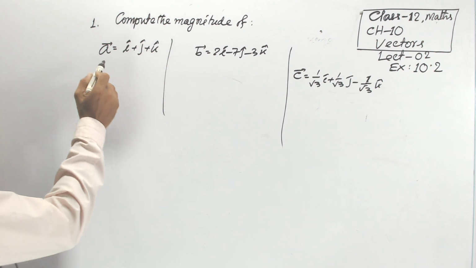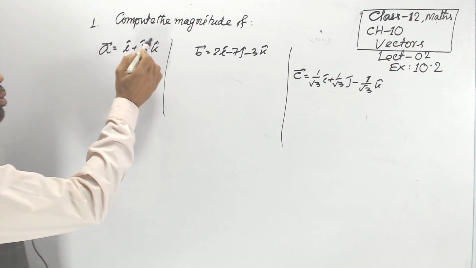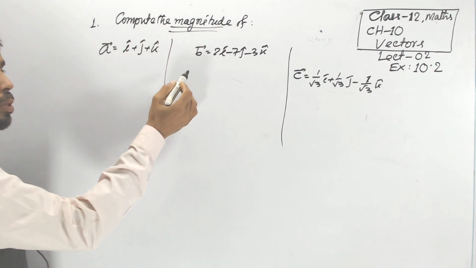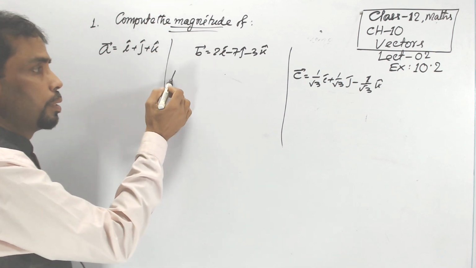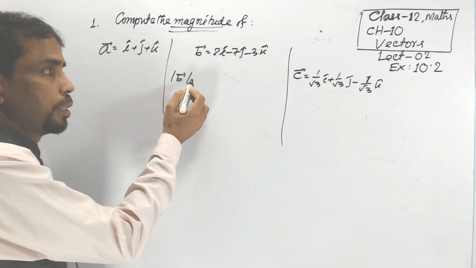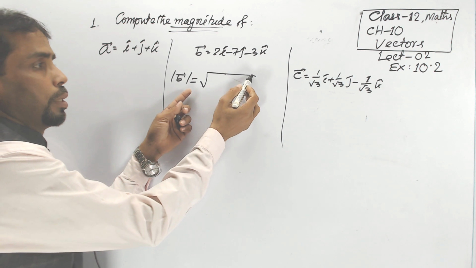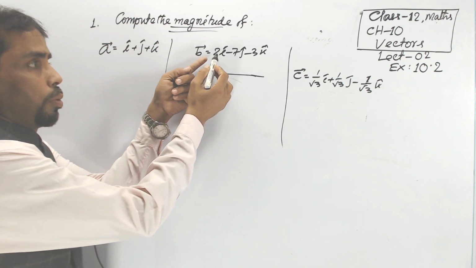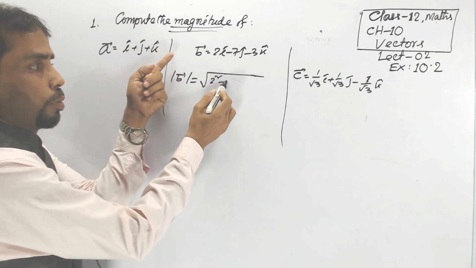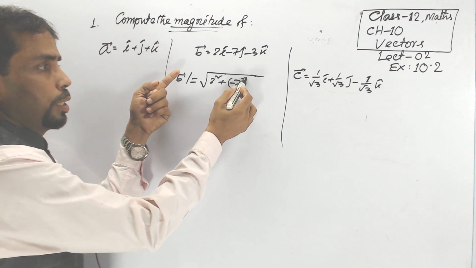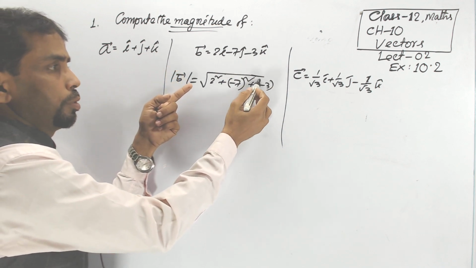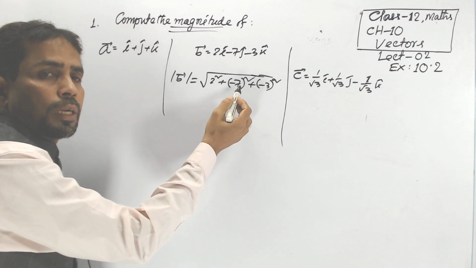It is given as a like this: i, j, k. You are asked to find the magnitude of the vector. So I'll first find the magnitude of the vector b. Magnitude we represent by the modulus sign, and it is given by the square root of the square of the coefficient of i, that is 2 square, the coefficient of j, minus 7 square, plus the coefficient of k, minus 3 square. So this is how we find the magnitude of a vector.